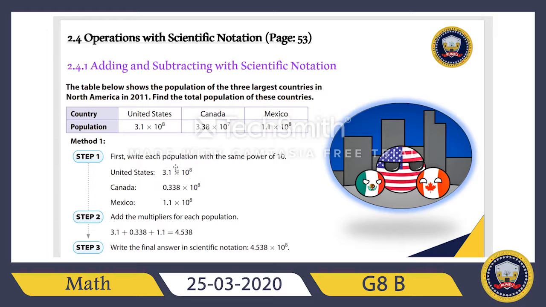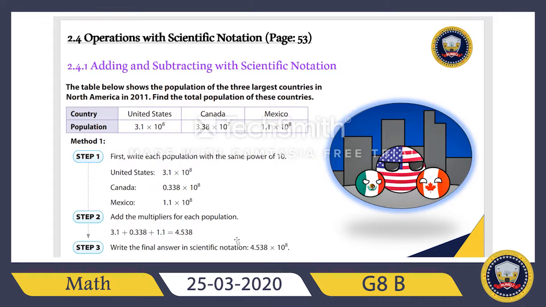Alright? Now all the three numbers have the same power of 10. What I'm going to do is to add the multipliers. These numbers we call them multipliers. So I'm just going to add them. 3.1 plus 0.338 plus 1.1, that is 4.538. Now the final answer, of course, will be this number multiplied by 10 to the power of 8.